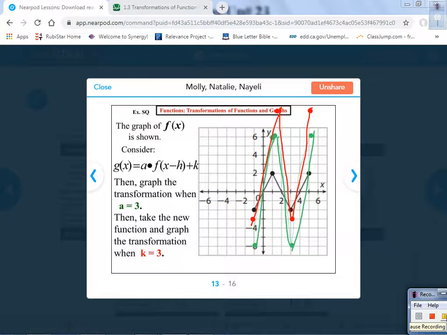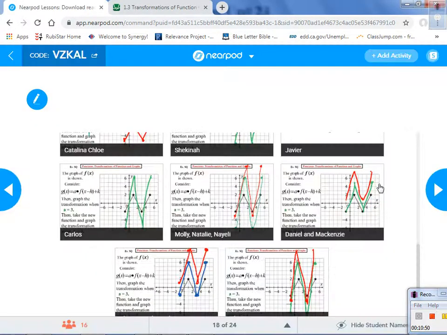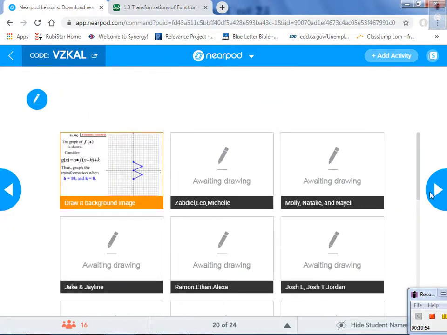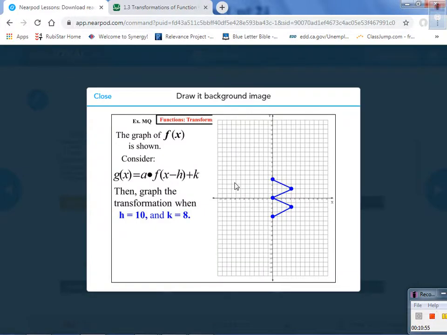Alright, so did everybody see what happened? We first stretched it, and then it moved up 3 steps. Is that correct? Okay. Want to do one more? Yeah, let's do one more. Here we go. Okay, here we go. Lock your toolbar.